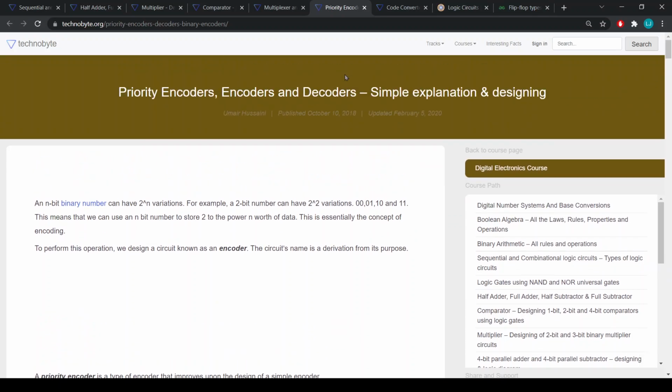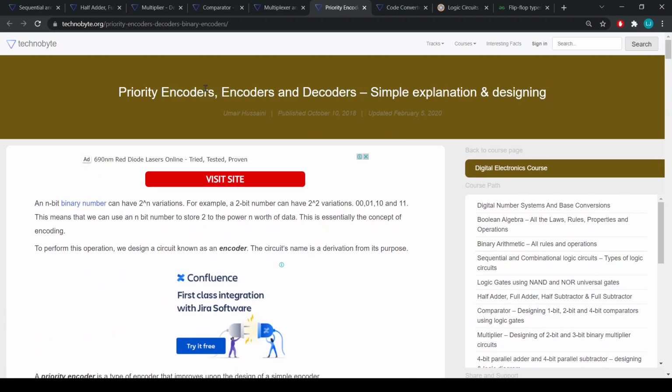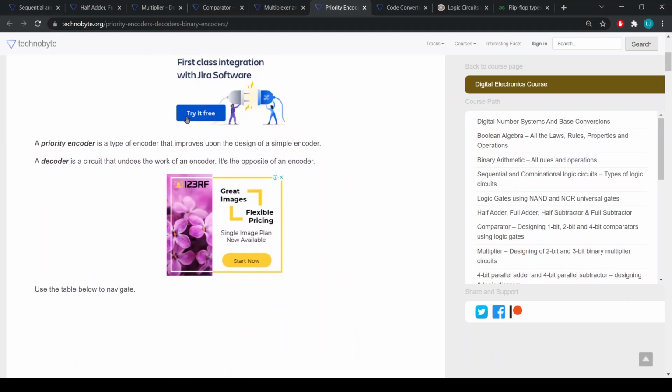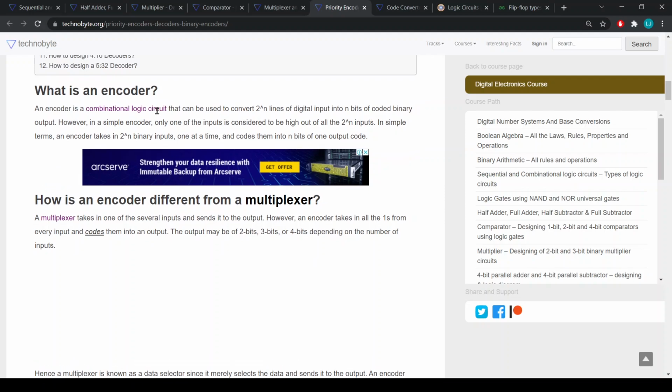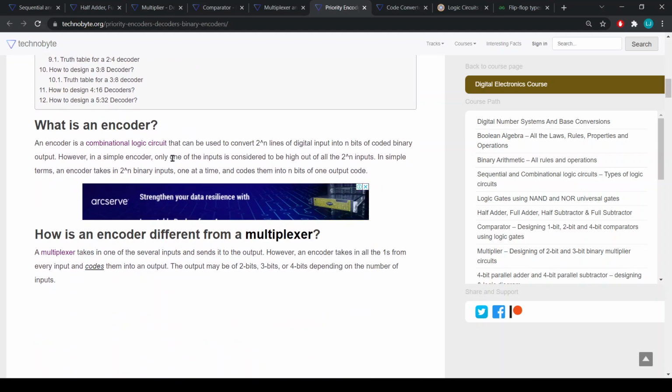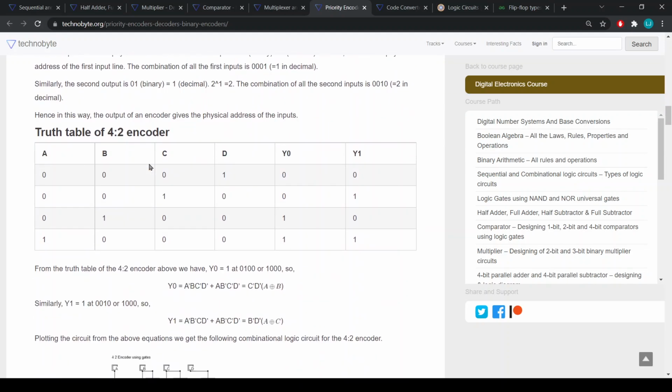So for our encoders, we have priority encoders and decoders. The difference between these two is that priority encoders are... okay, let's know what an encoder is first. So an encoder here, this is a truth table for the encoder.